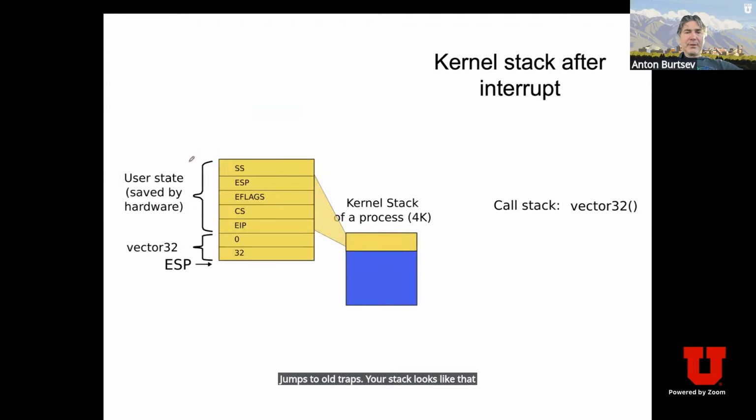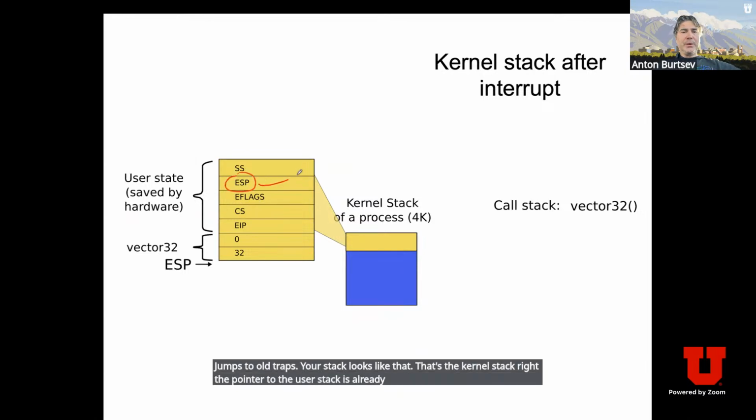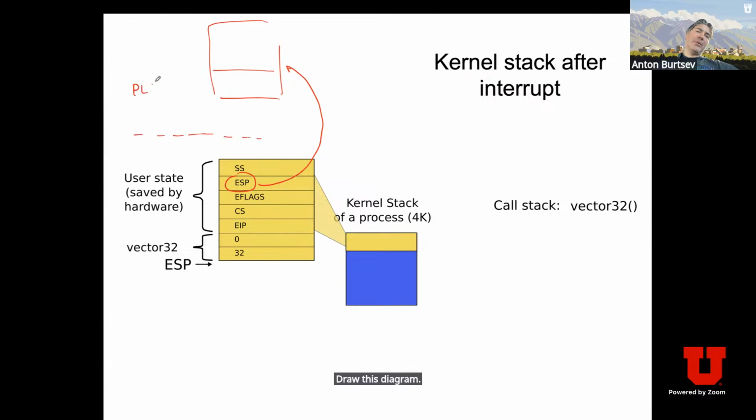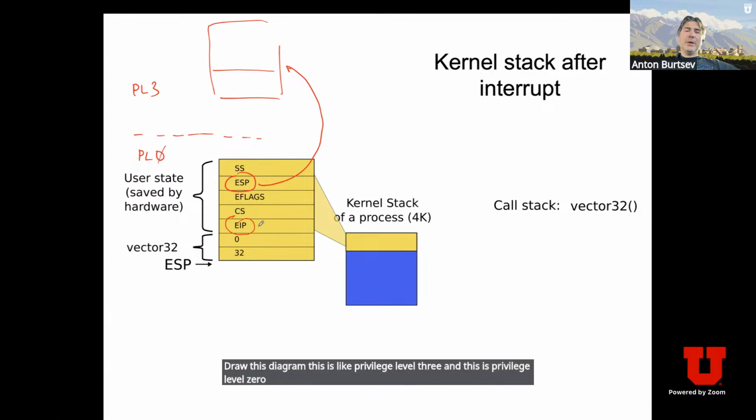That's the kernel stack, right? The pointer to the user stack is already saved here. So this pointer points to the stack of the process at user level, right? So if we draw this diagram, this is like privilege level 3, and this is privilege level 0. This instruction pointer points to somewhere where the user was executing some instructions, right?